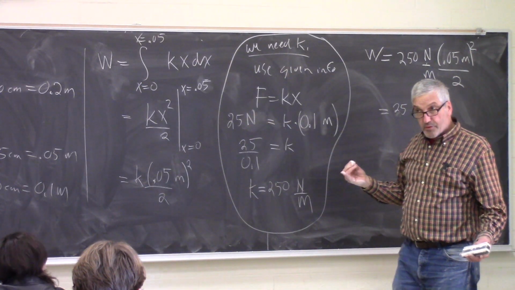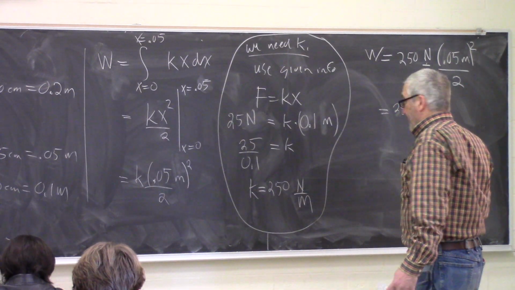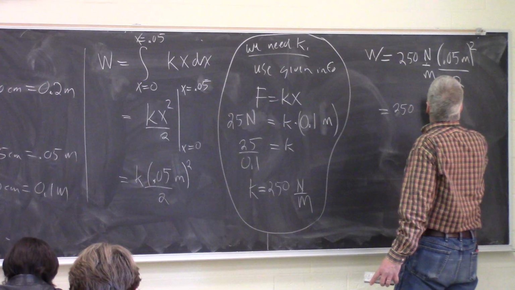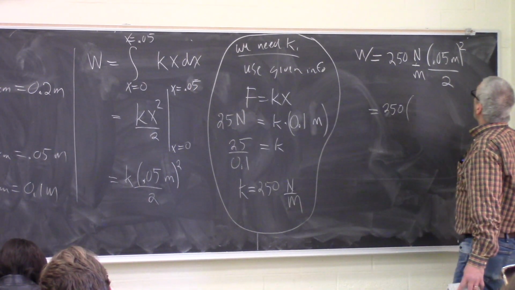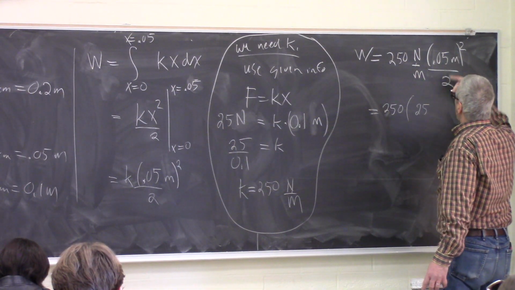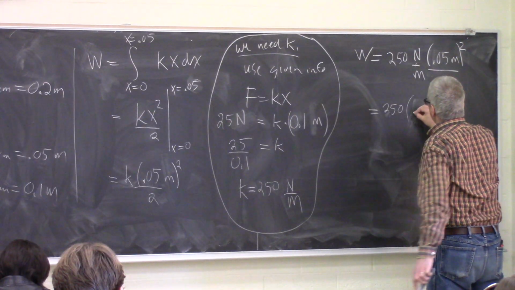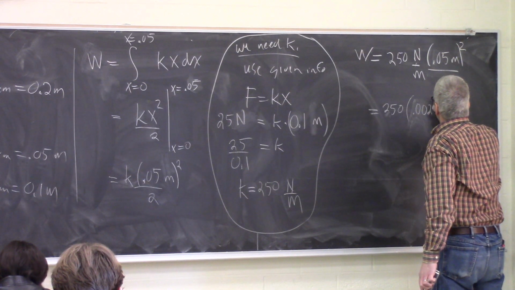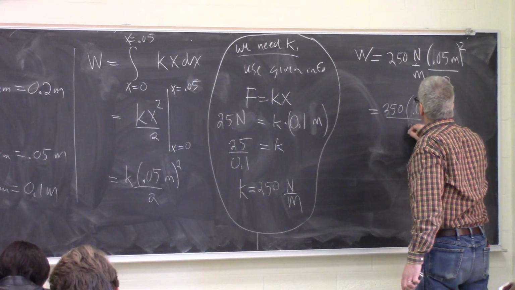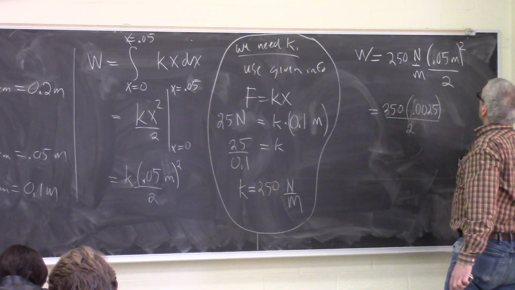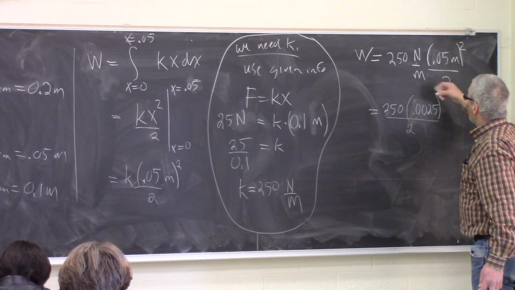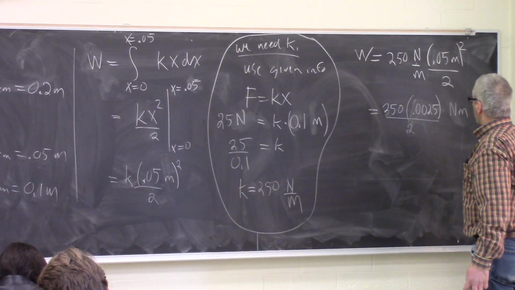So we have two kinds of algebra going on here. We have the algebra of the numbers, and we have the algebra of the units. So we have 250, that number, times 0.05 squared. Now, 5 squared would be 25, but 0.05 moves the decimal over 4 places when I square it. So 0.0025, that's 0.05 squared. And then I've got to divide by 2. And what is the algebra of my units? I have newtons, meters squared divided by meters. So in other words, I have newton meters surviving.